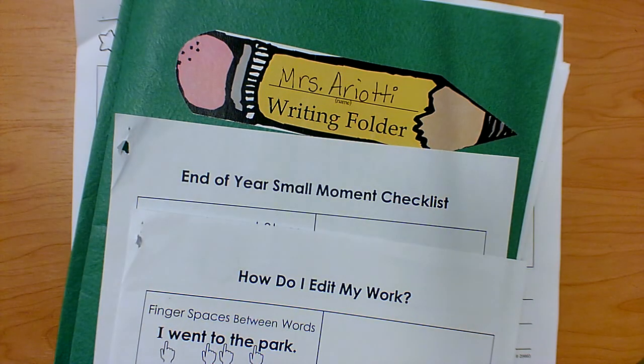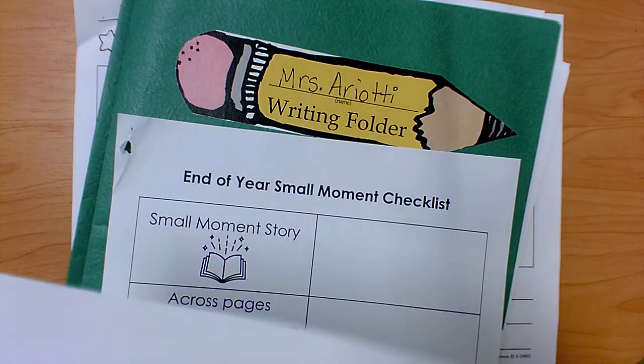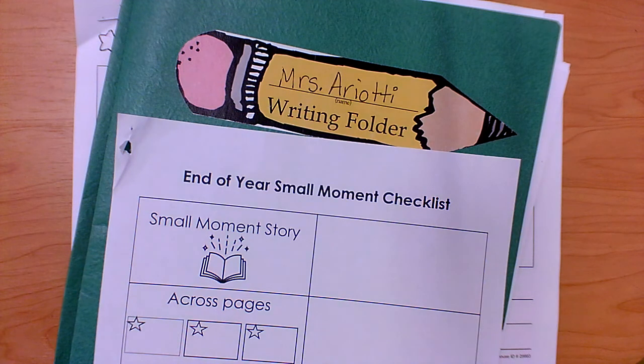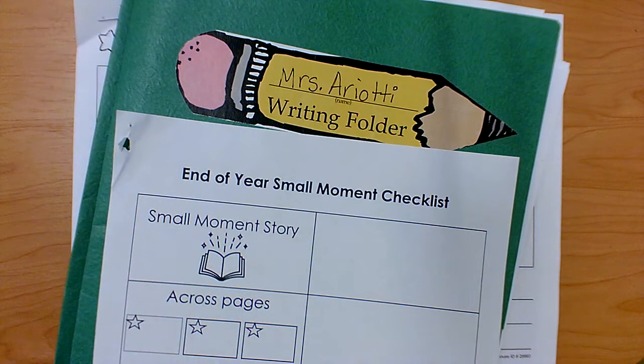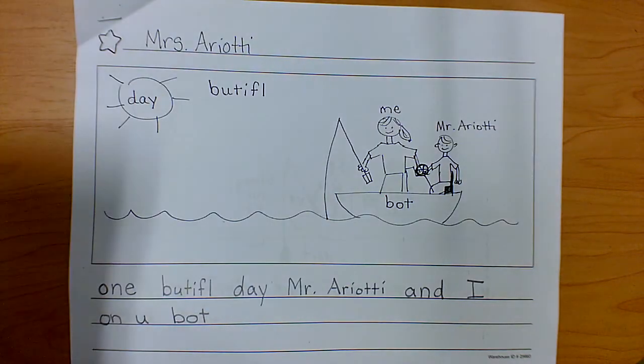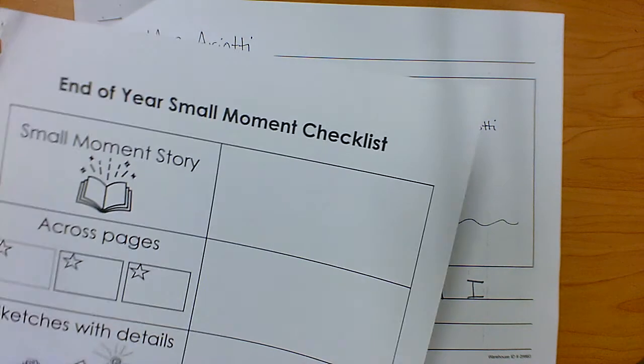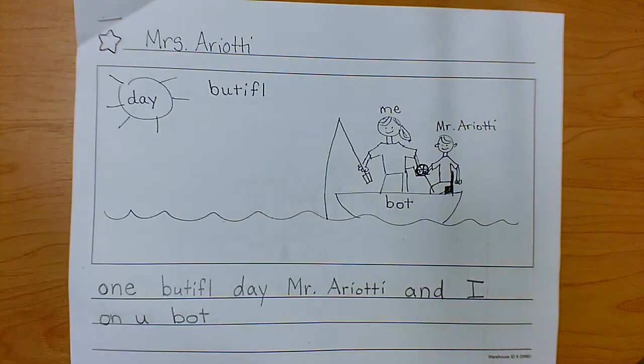Hi writers. Today I wanted to use some checklists to help me with my writing. You've seen the end of year small moment checklist before. We use it with our small moment narrative story writing. So one of the things that I'm supposed to look for is, is it a small moment story? It's not just a list of all the places I went one day or all the things that I did one day. It's one little moment of time, and I stretch it across pages, so it has the same setting and the same characters throughout the story.